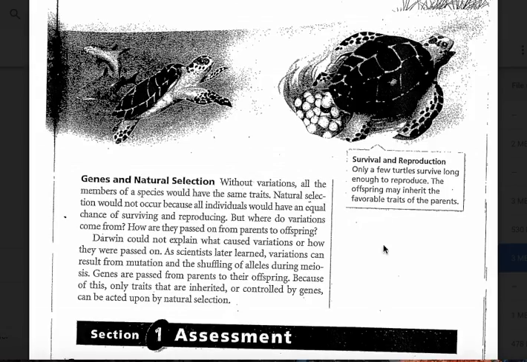So this is the last part of the turtle story, right? If they survive, then they reproduce. Only a few turtles survive long enough to reproduce. The offspring may inherit the favorable traits of the parents.